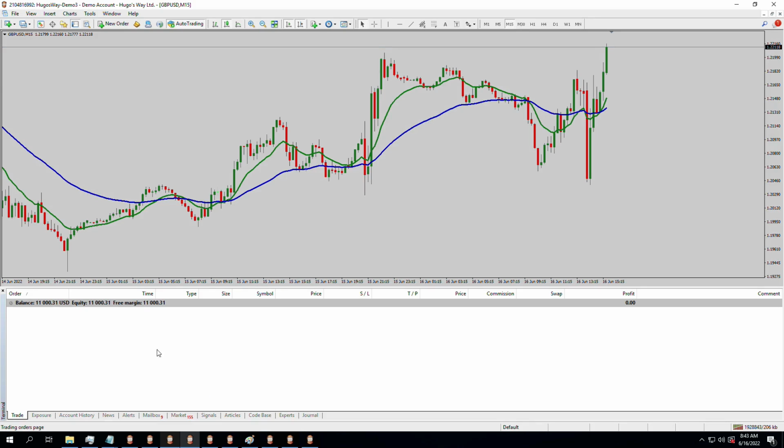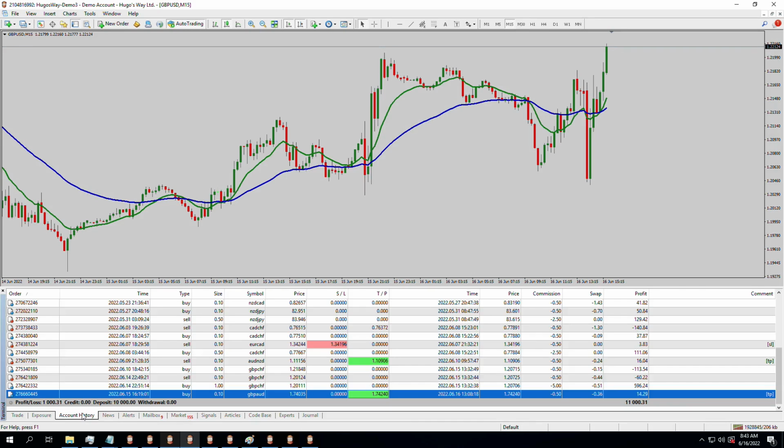As you can see, no trades are currently open, so let's look at account history. The last trade we randomly took was GBP AUD. That was yesterday. I had set a take profit at $14.29.